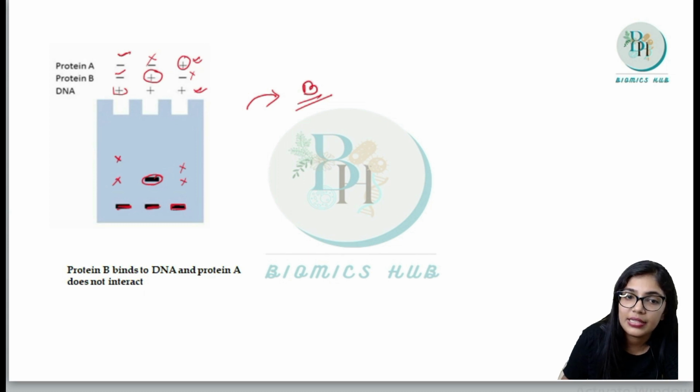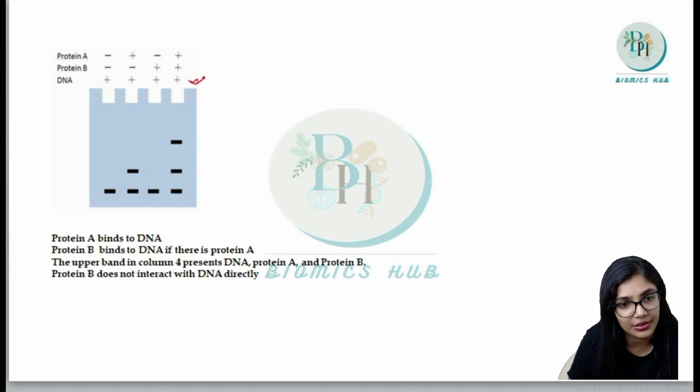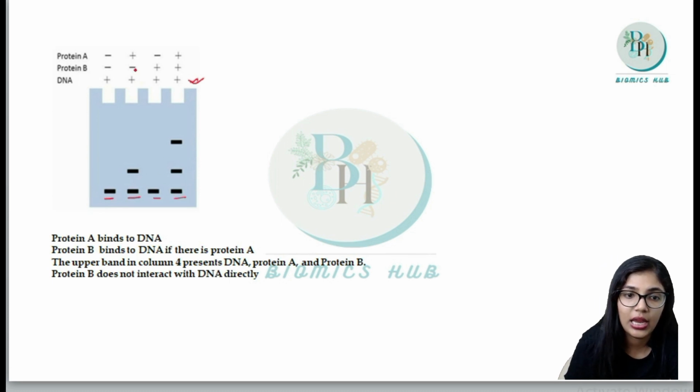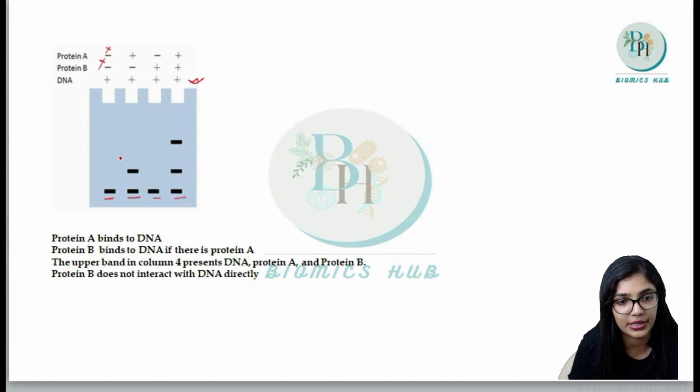In a similar way, let us see another example. In this we can see that in every well there is DNA present. So here we are getting the bands. These are the 4 bands of the DNA, only the free DNA. In the first well, we don't have any proteins, protein A is not present and protein B is also not present. So there is no shift of this band.